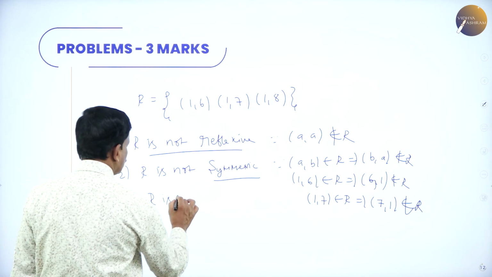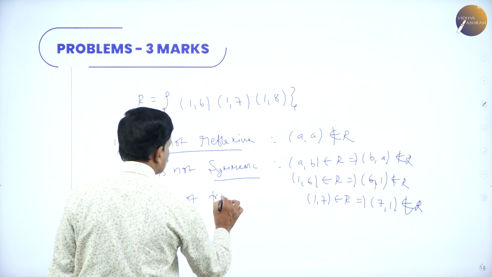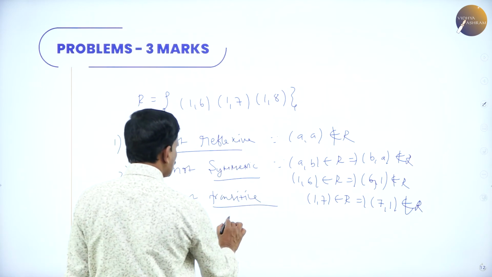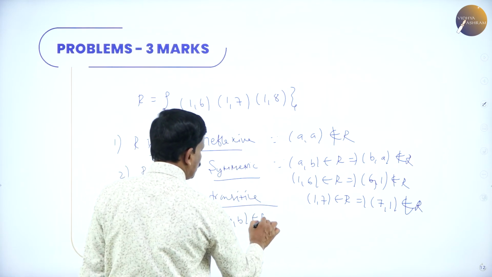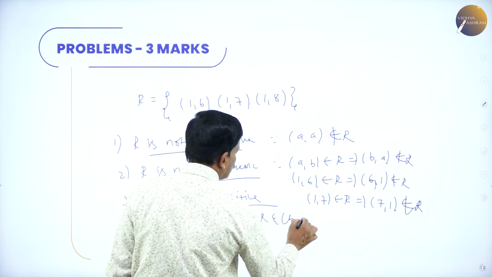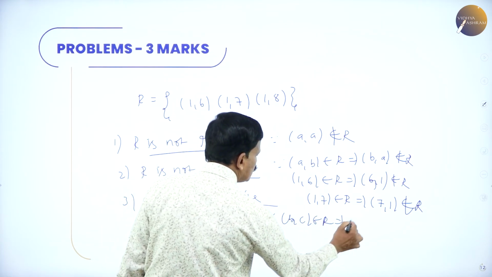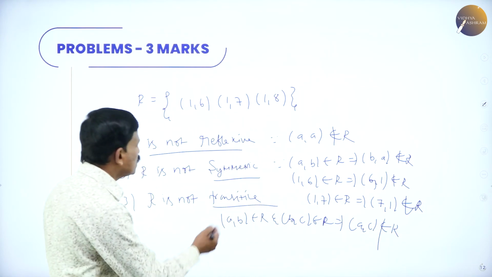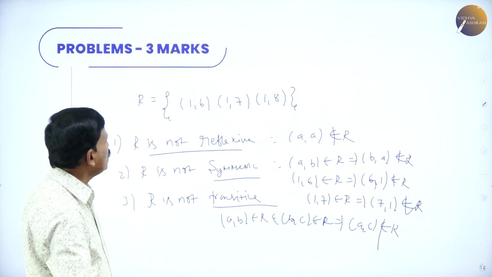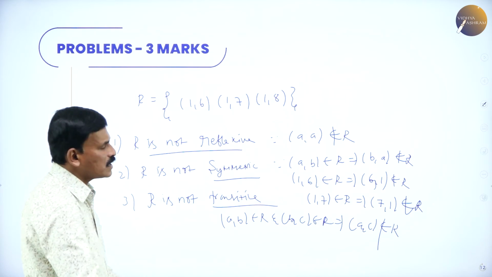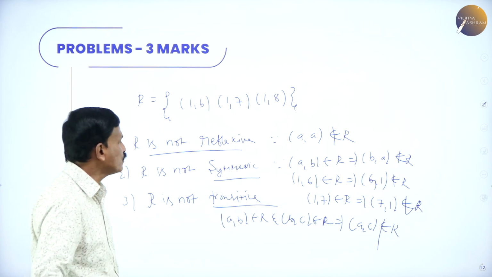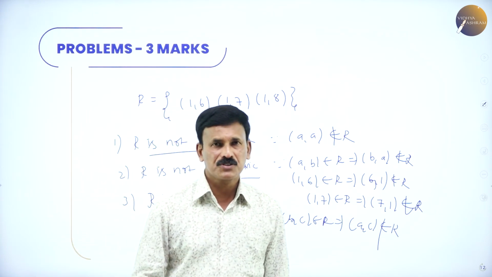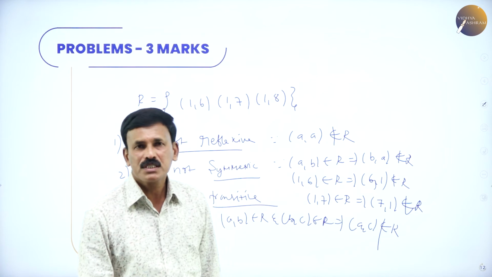Let us come to the third. R is not transitive, because (a, b) belongs to R and (b, c) belongs to R does not imply (a, c) belongs to R. This condition is not satisfied. (a, b) and (b, c) implies (a, c) is also not satisfied. Therefore, this is neither reflexive nor symmetric nor transitive. Okay, that is regarding this problem.